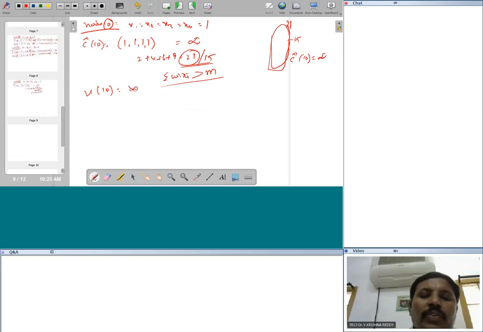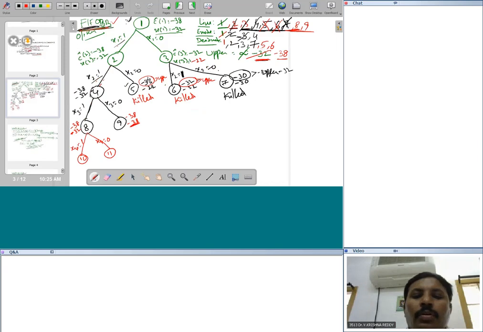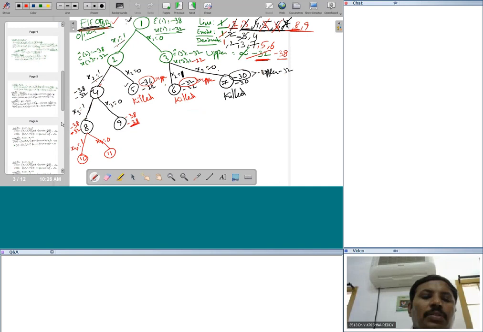Next, node 11. What is the capacity of node 11? X1, X2, X3 are all ones, and X4 is equal to 0. What is the meaning of node 11 in the tree? X1, X2, X3 are ones, and X4 is equal to 0. That is the meaning of node number 11.